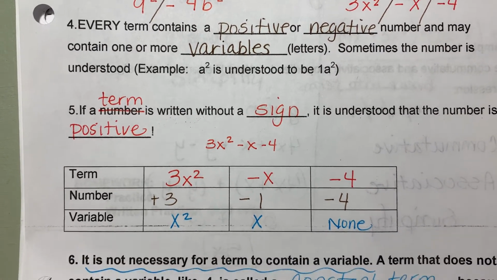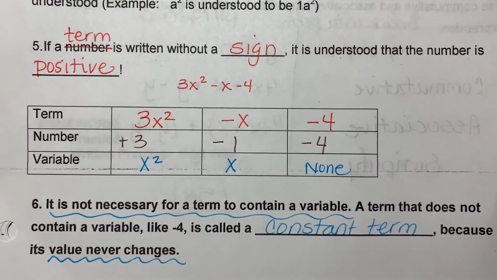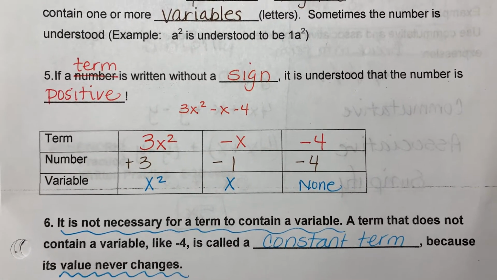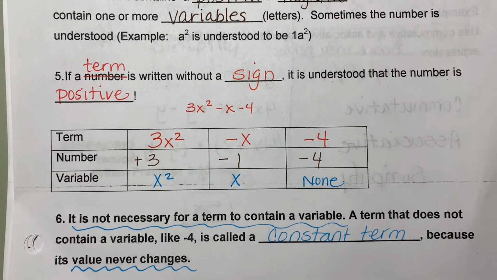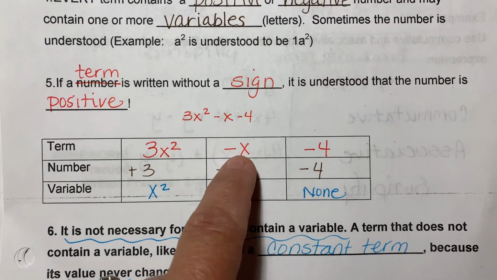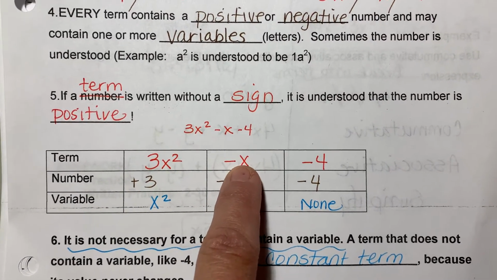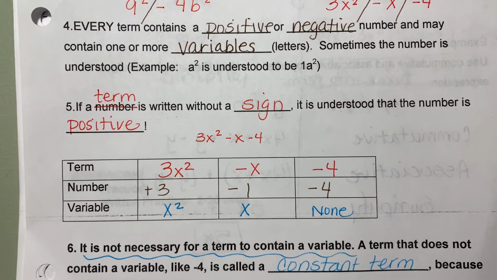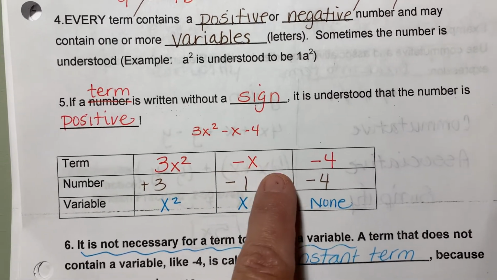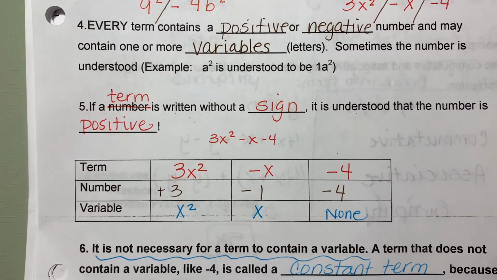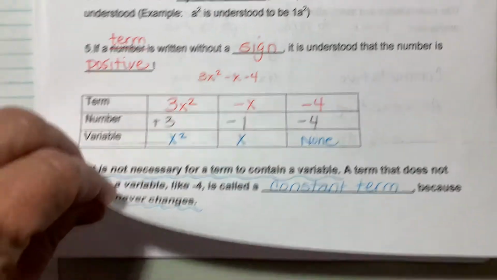It's not necessary for a term to contain a variable, like this one up here has no letter next to it. If it does not contain a variable, we call that a constant term, meaning it never changes. Here's an example. If I said 1x, 2x, 3x, if x is a number like 2, then I would end up with 2, 4, 6 as my answer. But here, 4 is always going to be 4. It'll never grow.